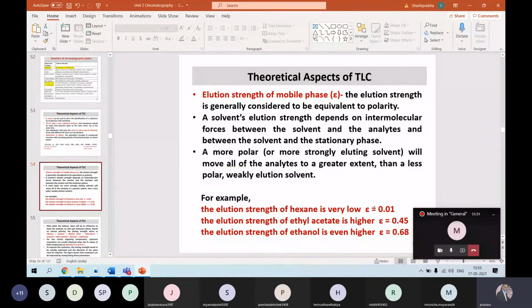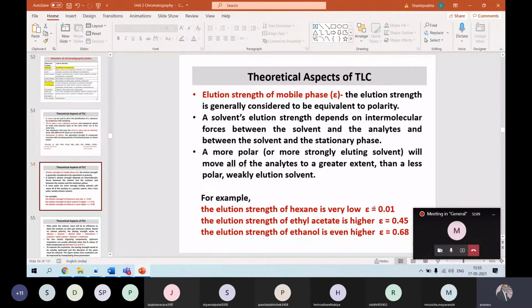Now, generally, if a compound is completely unknown, which solvent system should we select? The best solvent system for beginners, when we don't know what exactly is present in the sample, is to always start with, say, about 7 ml of a non-polar solvent and 3 ml of a polar solvent. For example, a mixture of 7 ml of hexane and 3 ml of methanol.